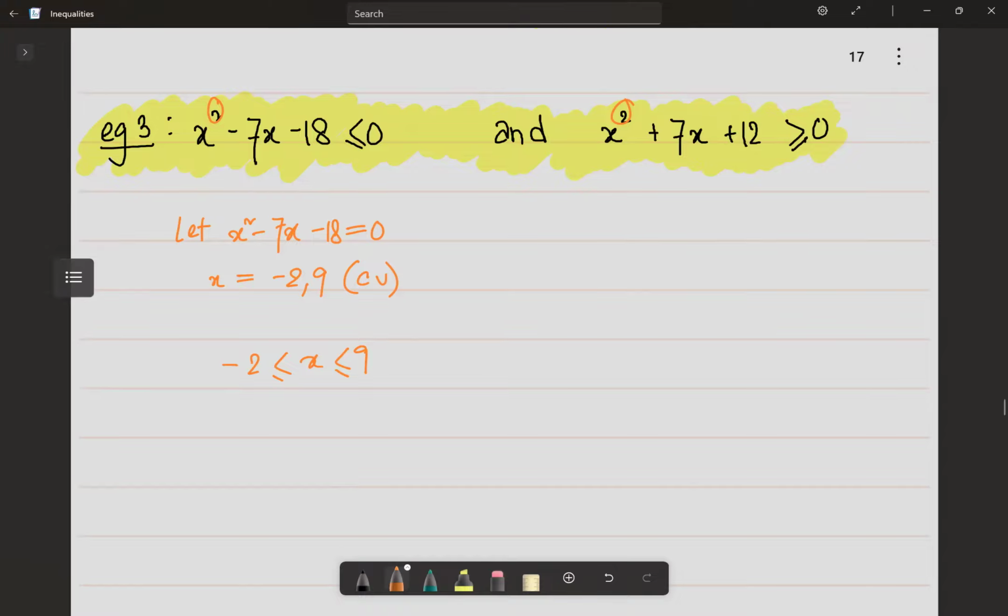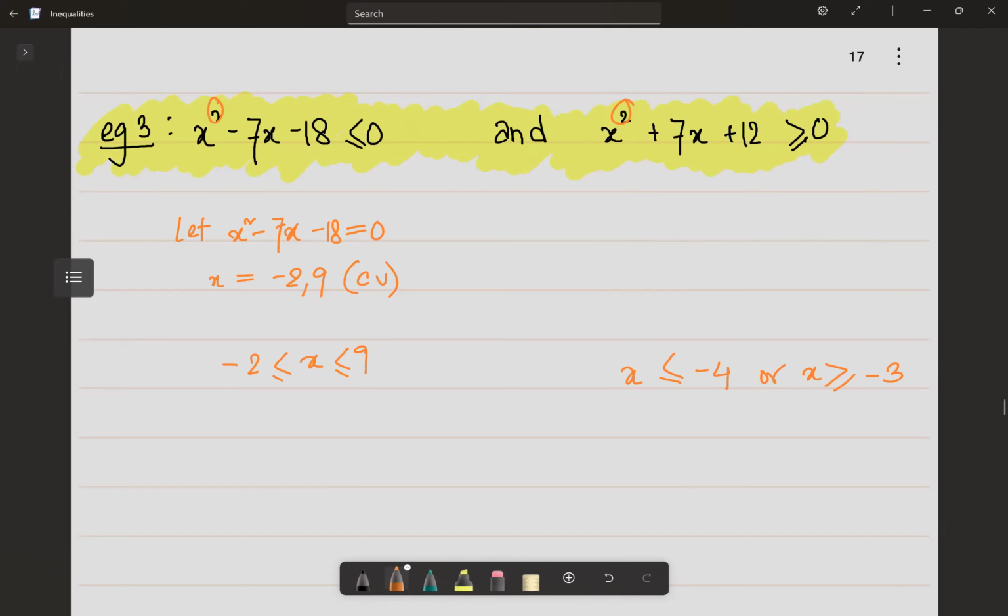Now, in the same process, we can find the range for this one, which should come as x ≤ -4 or x ≥ -3. If you solve this inequality, then you are supposed to get this answer.